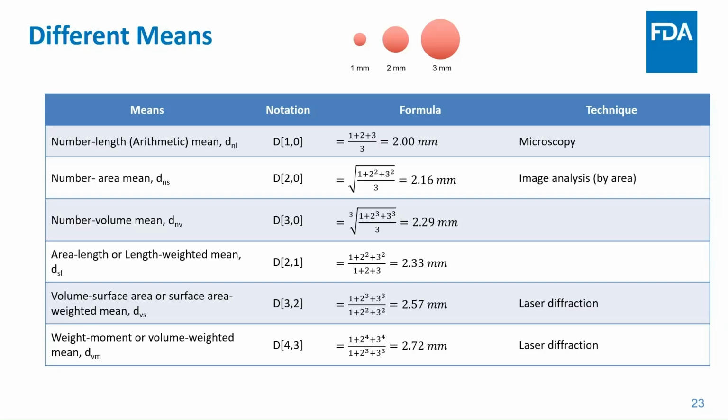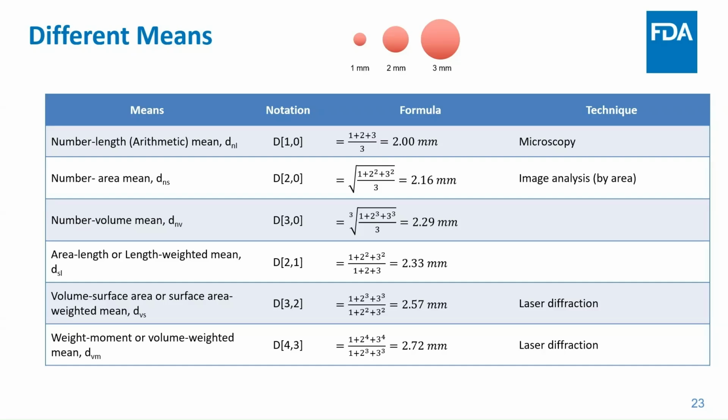And the point I want to make here is that, remember, we are still looking at exactly the same 3 particles. We just calculate the mean using different ways. And all of these ways are correct. And indeed, they are associated with individual measurement techniques.